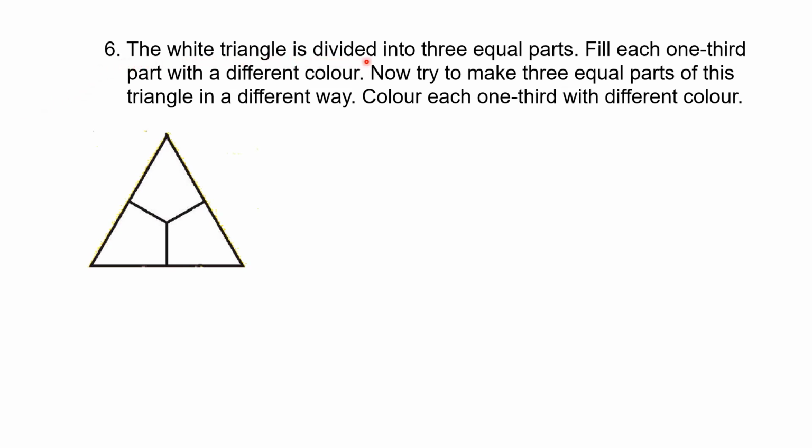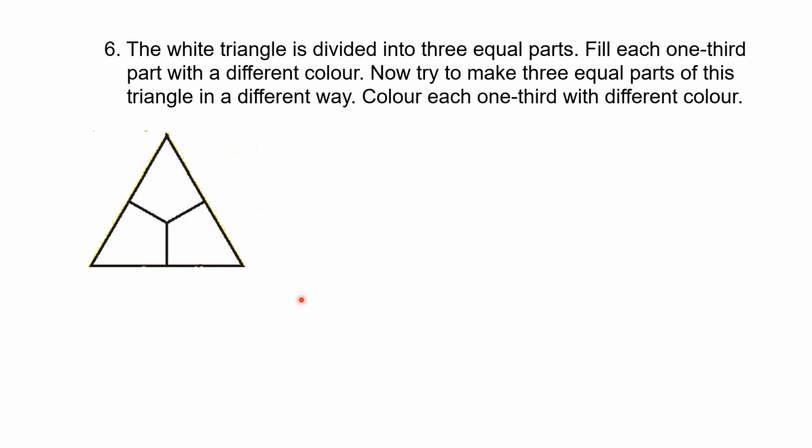The white triangle is divided into 3 equal parts. Fill each 1/3 part with a different color. Let us do the first part of the problem. A white triangle is given and this white triangle is divided into 3 equal parts. These 3 parts are equal. Fill each 1/3 part with a different color.